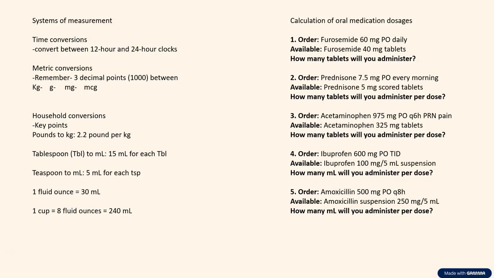Let's talk about household conversions. First, the conversion of pounds to kilograms. Remember, you have 2.2 pounds for each kilogram of weight. Tablespoon to milliliters, there are 15 milliliters for each tablespoon of measure. Teaspoon to milliliters, there are 5 milliliters for each teaspoon of measurement. Remember that 1 fluid ounce is 30 milliliters and that a cup is equal to 8 fluid ounces, which is equal to 240 milliliters. Those are very common conversions that you should know.